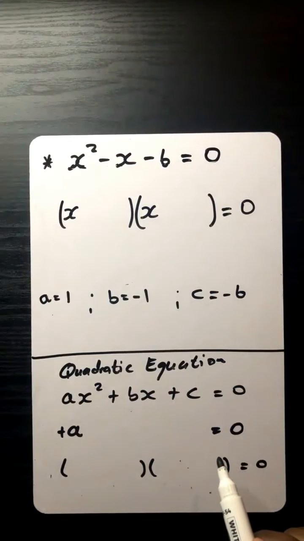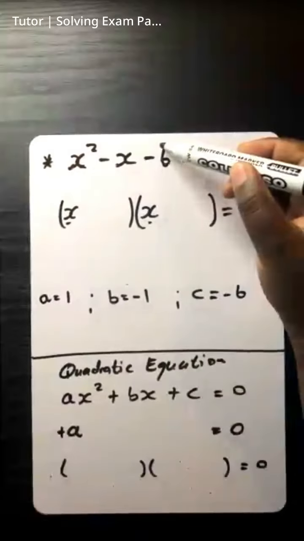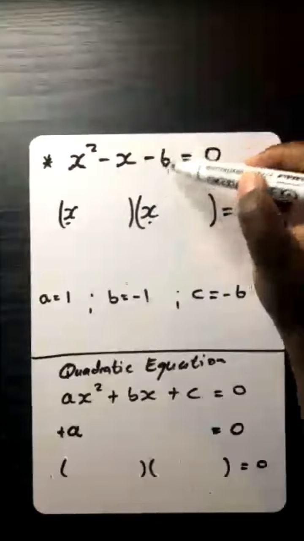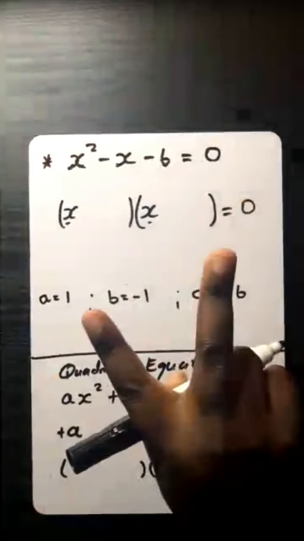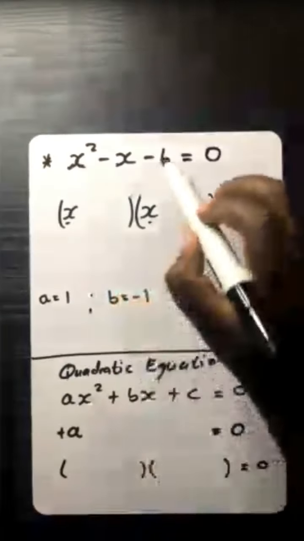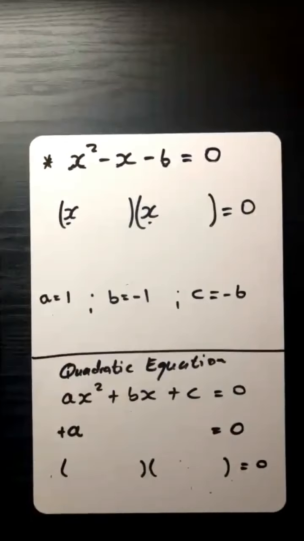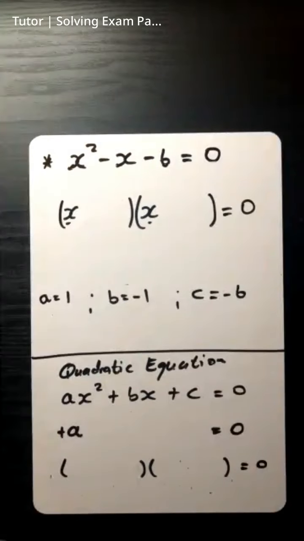So after you've written those two, you now focus on your c value. You focus on your c value and say, what two numbers, when you multiply them together, can give you -6, Shreyas? So it'll be -3 and +3.